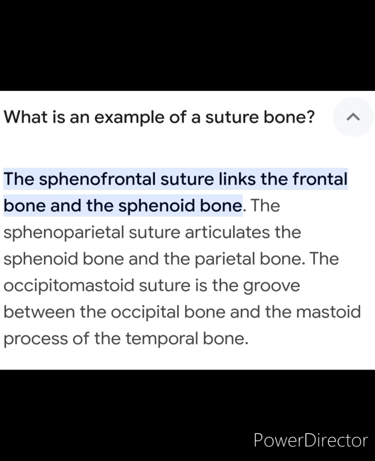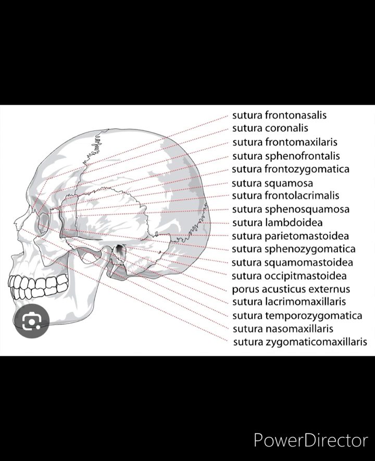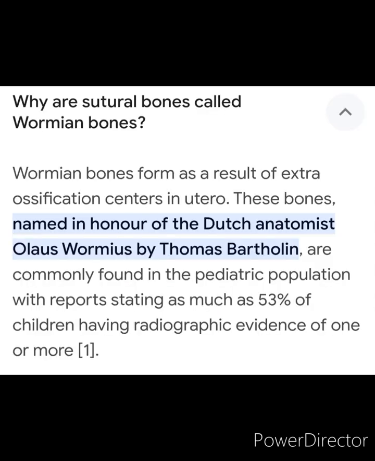For example, in between the frontal and sphenoidal bone, there are certain sutures being formed. There we see the formation of some bones, that is the spinofrontal suture and bone. You can see here sutura frontalis, sutura coronalis, sutura frontomaxillaris, sutura spinofrontalis, zygomatica, sutura squamosa, sutura frontolacrimalis, spinosquamosa, lambdoidea. So there are so many. The sutural bones are also called Wormian bones.